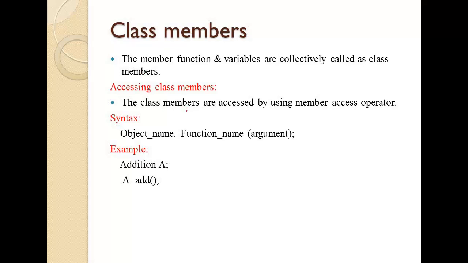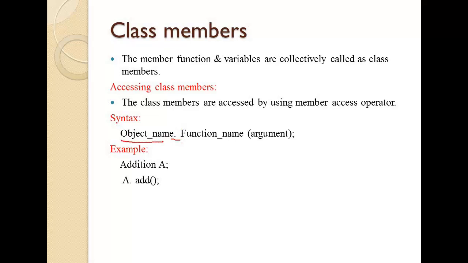And we need to discuss how we are going to access the class members. The class members can be accessed by using the access operator. Here we use the dot operator to access the class members. It may be a variable or it may be a function. We can access it with the help of the dot operator, and to do so we use the object concept.